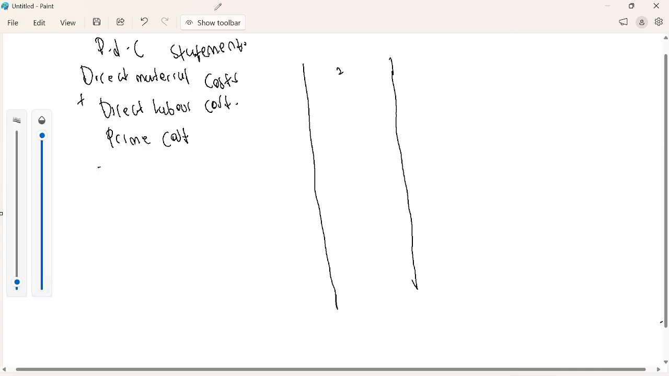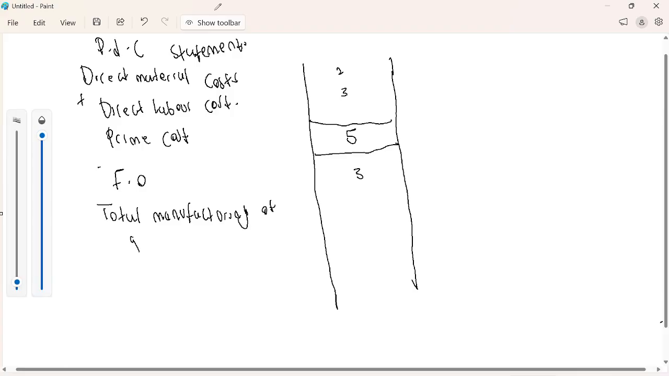Let's say our direct material cost is 2 rands, our direct labor cost is 3 rands. What is our prime cost? Our prime cost will be 5 rands, this plus this, right? And then we have factory overheads, maybe 3. This will be our factory overheads, right? This plus this will give us what? The total manufacturing of goods. This plus this, which will be what? 8. This plus this will be 8, right?